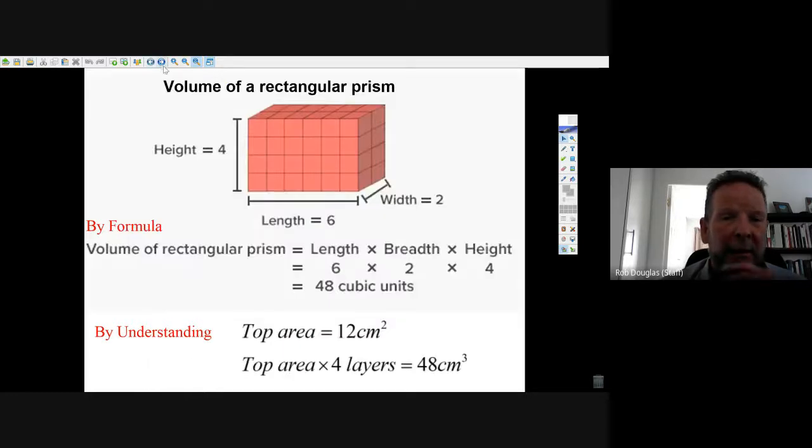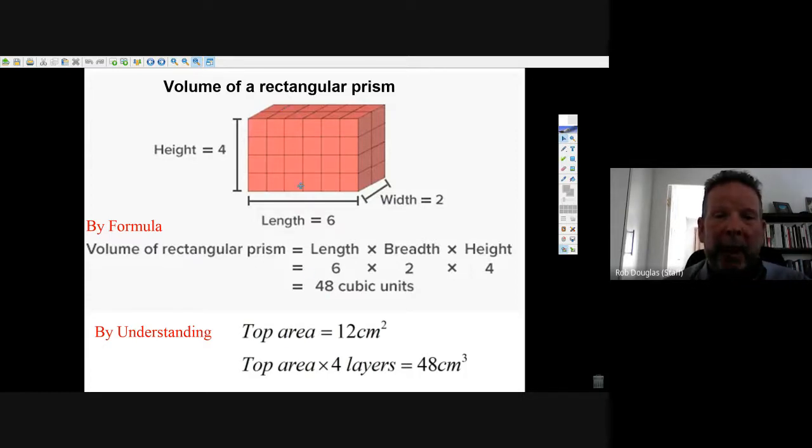So let's take a look at a shape that isn't regular. Say you had a rectangular prism like this. It had a height of 4, the length along here is 6, and the width was 2. Well, you could go, I know the formula. I'm just supposed to take all the numbers and multiply them together. And you'd be right. 6 times 2 times 4, you press equal in your calculator, and it says 48 cubic units. But I think it's better to understand what's going on.